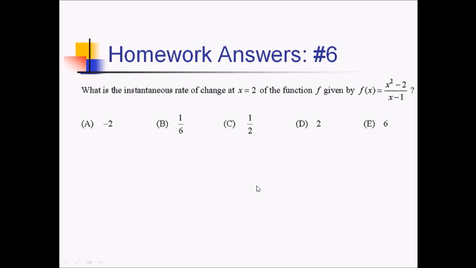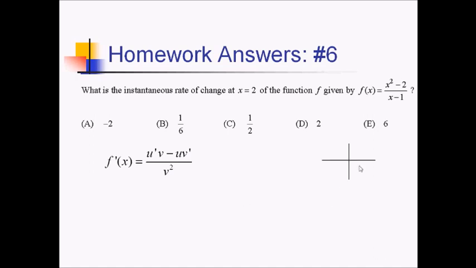For number 6, we're asking what the instantaneous rate of change at x equals 2 is for this rational function. Since I can't really simplify this anymore, I'm just going to take the quotient rule of this and then plug in 2 for x. So quotient rule, there it is, u prime v minus uv prime over v squared. I'm going to use the box and ribbon approach for doing this.